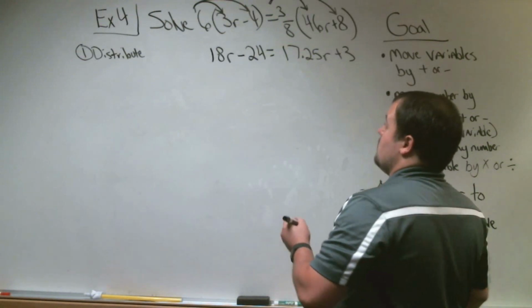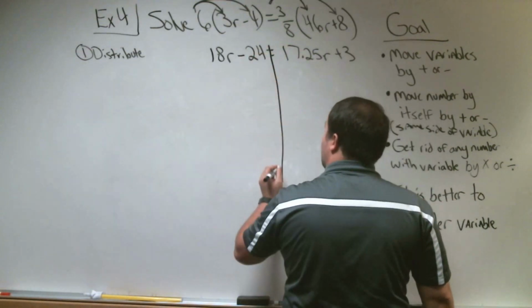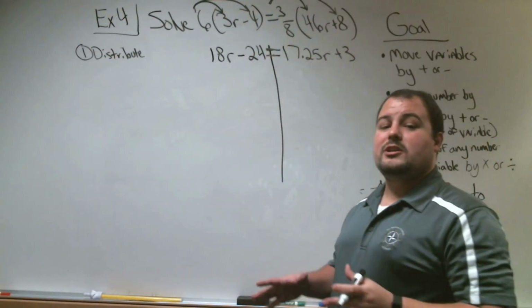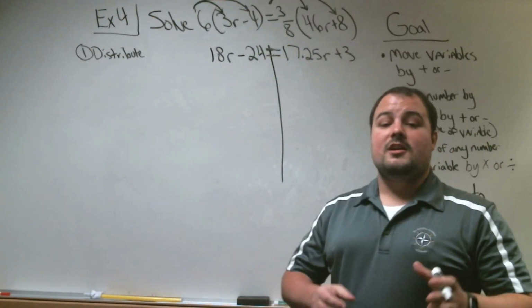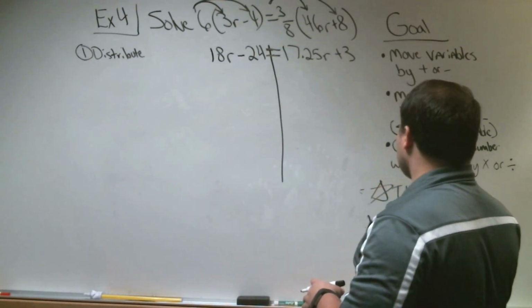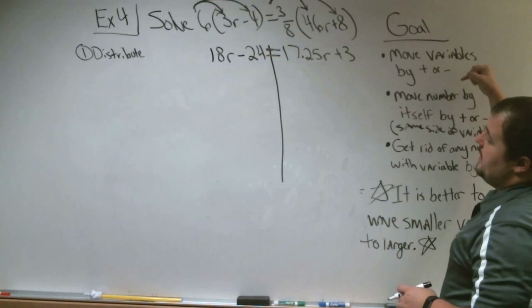I'm going to draw a line through my equal sign because now this is where we're solving. Whenever we get to solving, we should always draw a line through our equal sign so we can separate left side from right side, because in math, whatever we do to one side, we have to do to the other. So we're going to move variables by adding or subtracting.